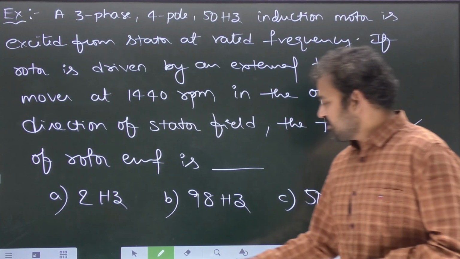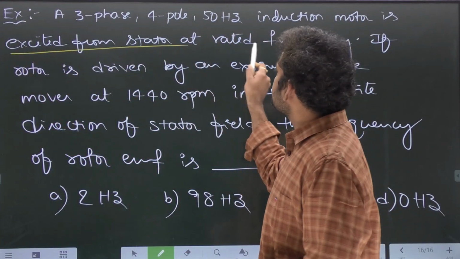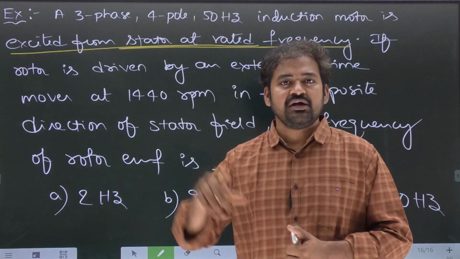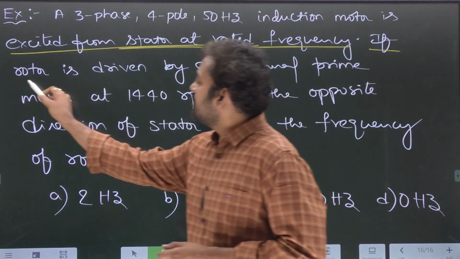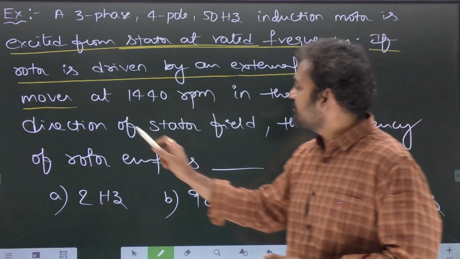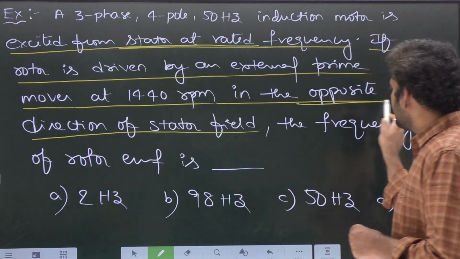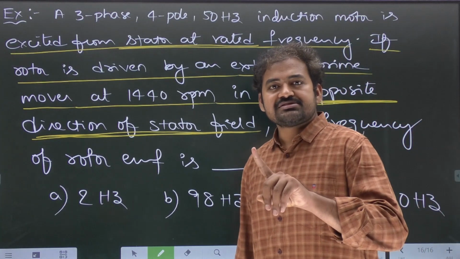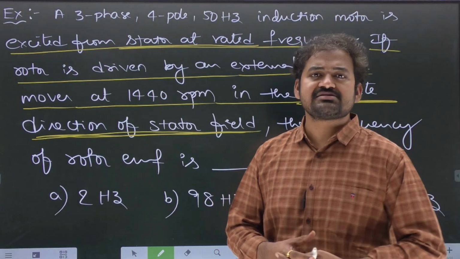That's the problem. So the key points that we need to understand here: the machine is excited from which side? The machine is excited from the stator side. If a machine is excited from the stator side, what is the slip speed definition? It is the relative speed between the stator field and rotor conductors. Okay, right. And one more important thing is, the rotor is driven by an external prime mover, the rotor is not rotating on its own. An external prime mover is rotating the rotor at 1440 rpm in the opposite direction of the stator field. This is important. In the opposite direction of the stator field. Okay. Then what is the frequency of the rotor EMF? The point is, we are giving supply to the stator winding, therefore the stator frequency is the supply frequency. That means, can I say the rotor frequency is nothing but the slip frequency?